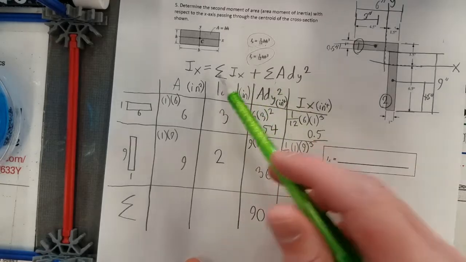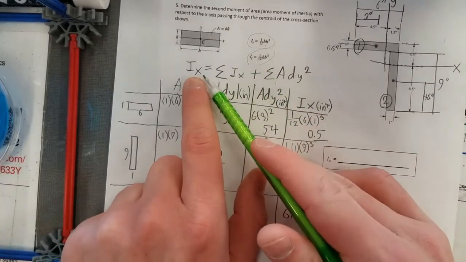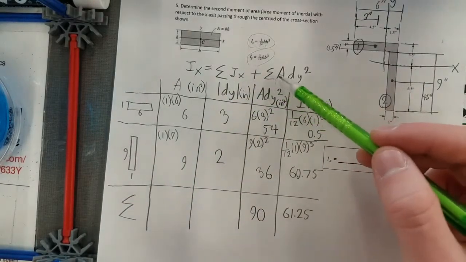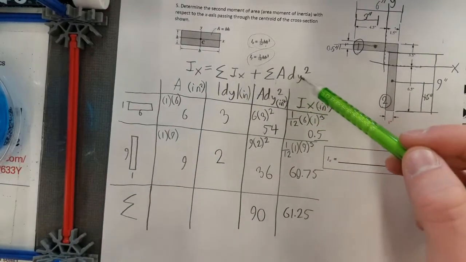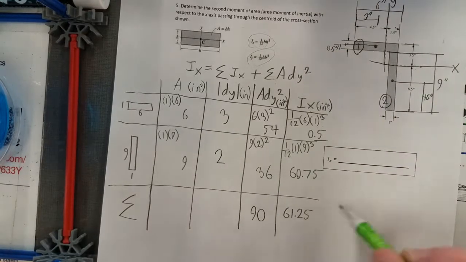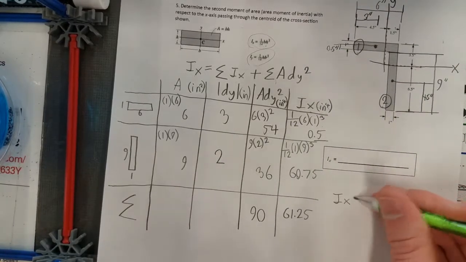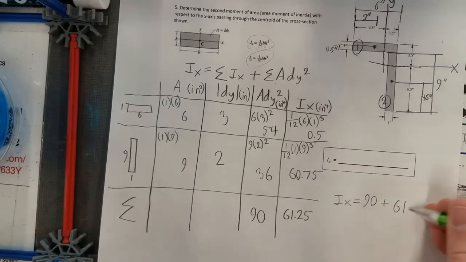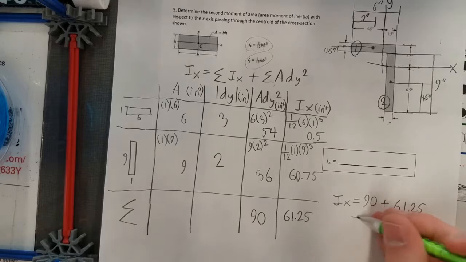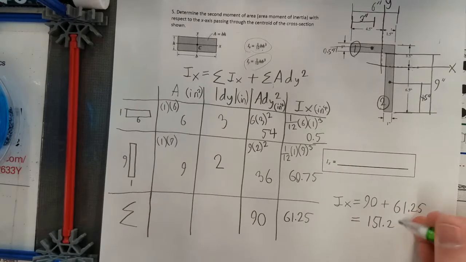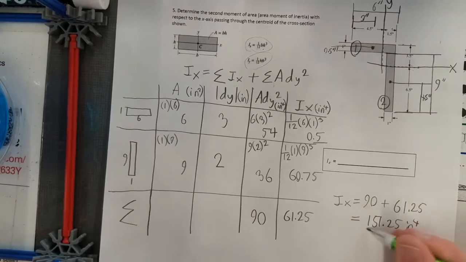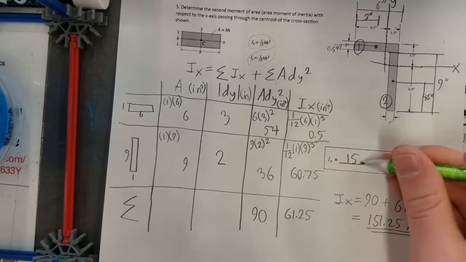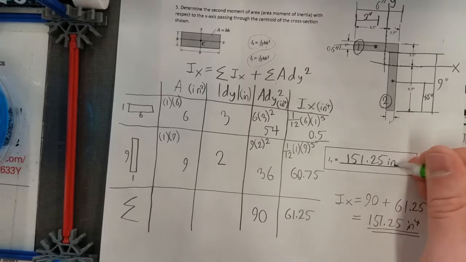So as I wrote previously here, Ix is equal to the sum of the area moment of inertias multiplied by area, or the sum of area times the distance from y squared. And we have those down here, so we can go ahead and write Ix is equal to 90 plus 61.25, or 151.25 inches to the fourth. And we can go ahead and report that in our answer box here, 151.25 inches to the fourth.